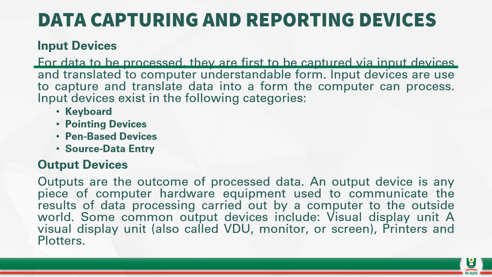Output, and there is also output devices. Outputs are the outcome of processed data. An output device is any piece of computer hardware equipment used to communicate the results of data processing carried out by a computer to the outside world. Some common output devices include visual display unit, also called VDU, monitor or screen, printers and plotters.